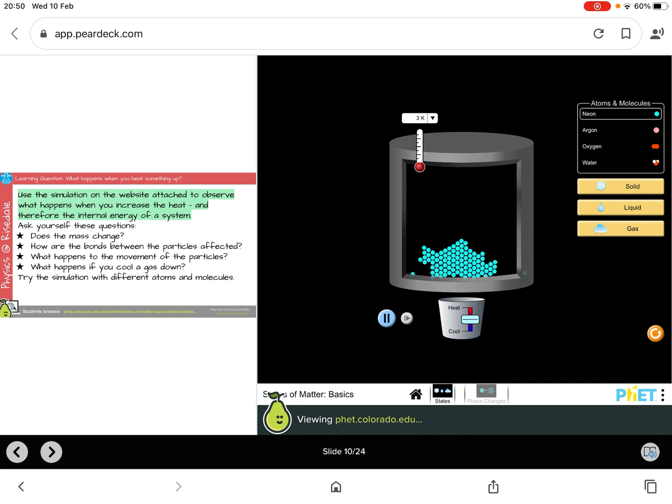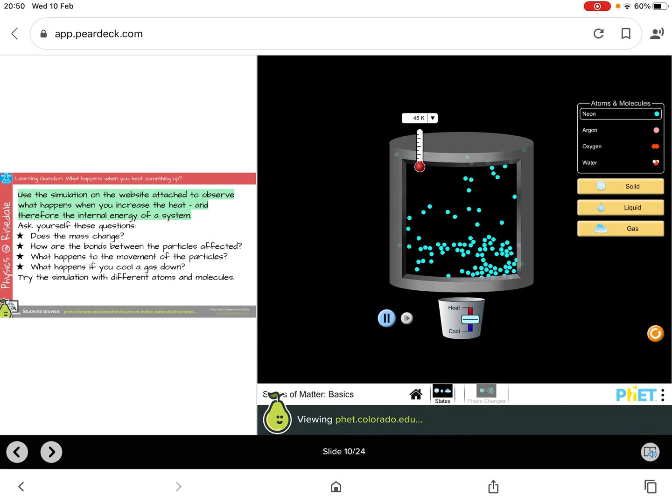What happens to the movement of particles? So heating the system transfers energy to its particles. They gain energy in their kinetic energy stores and they will move faster. So if I heat this up, the particles will move faster. If I keep heating it, they will get faster and faster and faster. Okay, the gases start slowly, but then they will move faster as well.